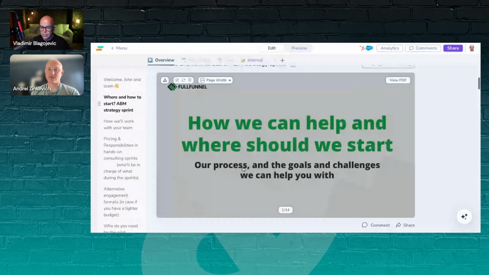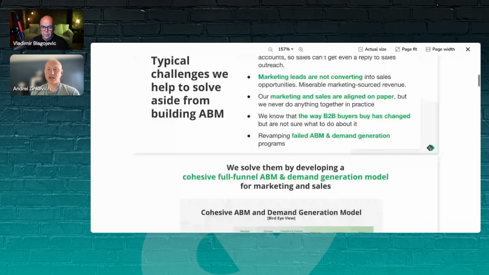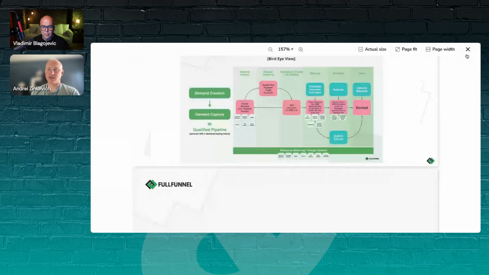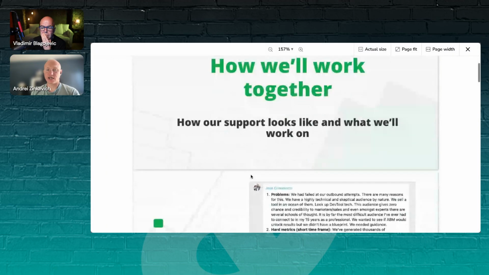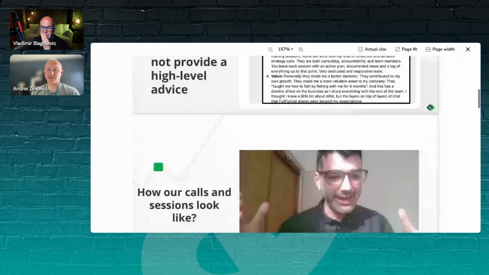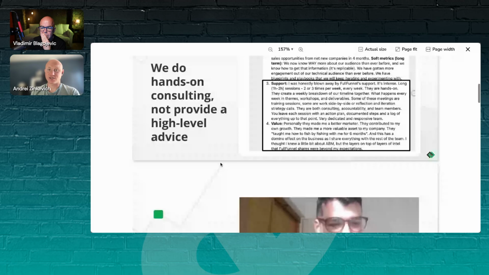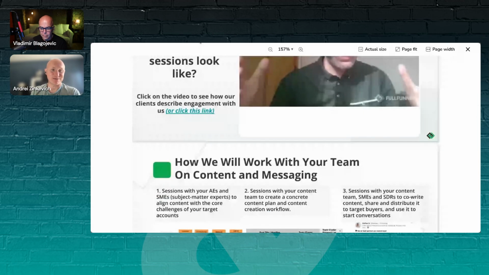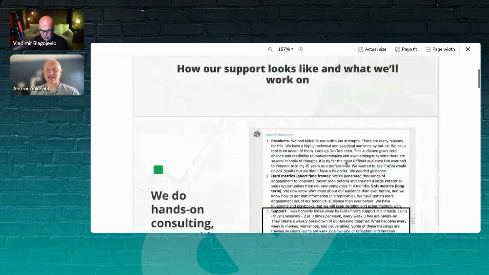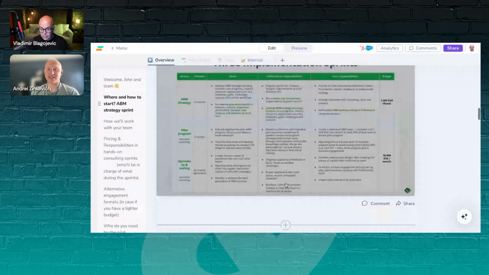So you can see the decks, for example, how and where should we start, the challenges we help, etc. We start with this ABM strategy sprint, how we'll work with your team, what our support looks like. And as you can see, this is a screenshot from the WhatsApp chat with our customers. We try to put this in because, as Vlad said, they trust peers much more than the vendor collateral. So we try to make it practical and share these examples and show the things that we are going to work on together.